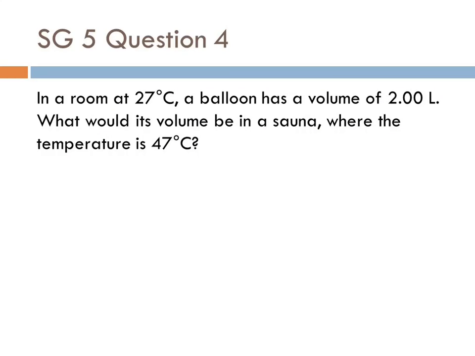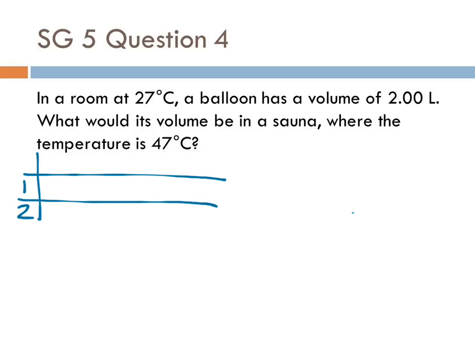So question 4. In a room at 27 degrees Celsius, a balloon has a volume of 2 liters. What would its volume be in a sauna where the temperature is 47 degrees Celsius? So we're going to go with our same strategy of making a table. And we'll have row 1 and row 2, and we'll leave some space at the top to label these.